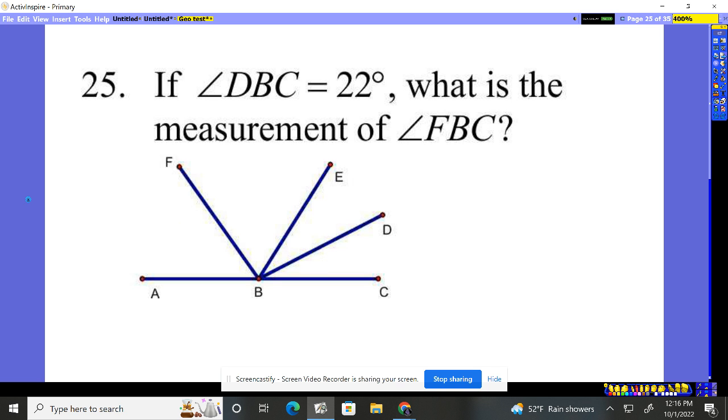DBC, D to B to C. He's 22 degrees. If he's 22, he's 22. And this guy cut the whole thing in half, so that's 44. So this is 44. Let's see what they're asking for. What's the measurement of F to B to C? F down to B, all the way across to C. Well, that's all of them put together. That's that whole opening. 44 plus 44 gives you 88 degrees for 25.